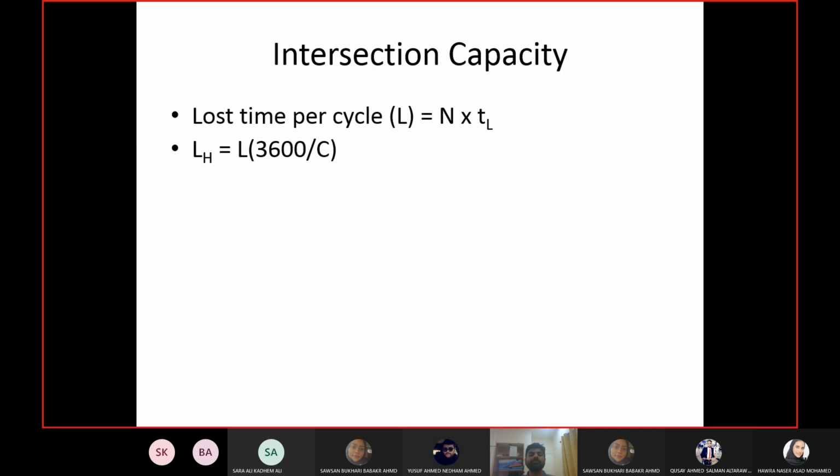Anyone? 3600 is the total time of the hour, and you are dividing with the time of one cycle. What will it give you? 60. 60 is a number. I'm asking, you can change the cycle length, it will give you something else. 60 was only for that example.